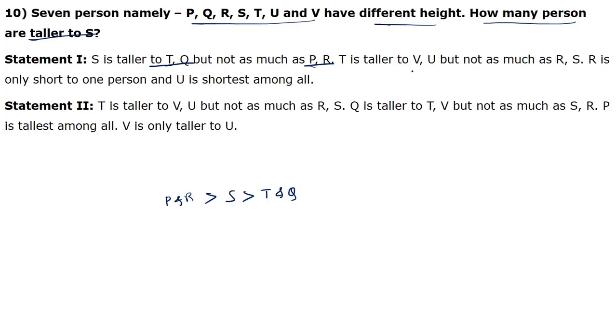Okay, so T is taller than V. So T is taller than V, which means obviously V has to be below T.